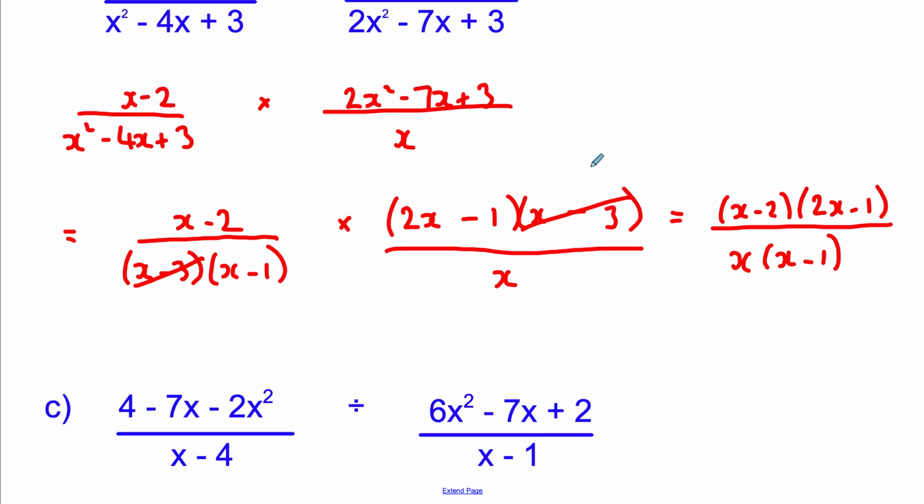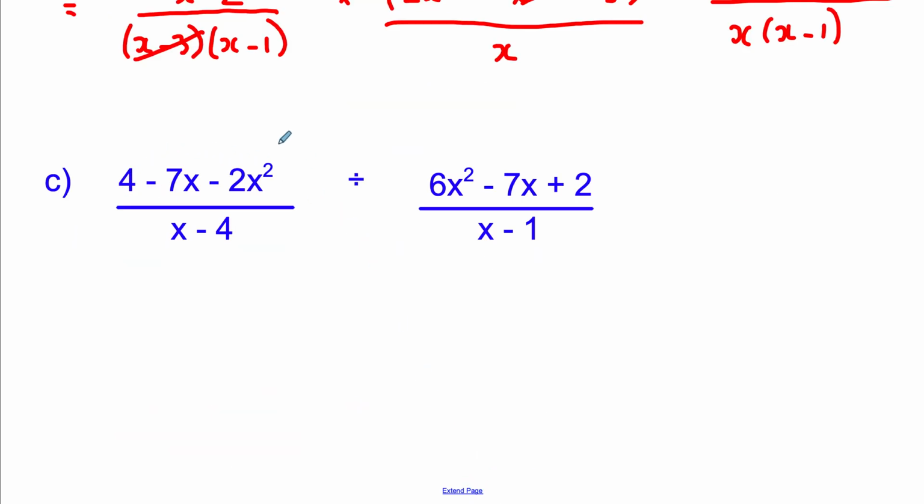Now, I've actually got a third example here that you can have a go at, another divide question, but with a little bit of a twist. I've got a negative quadratic here, which they do sometimes do, so you need to just be a little bit more careful with this term. And there's a few different ways to factorise this, but again, I'll leave you to have a go first.